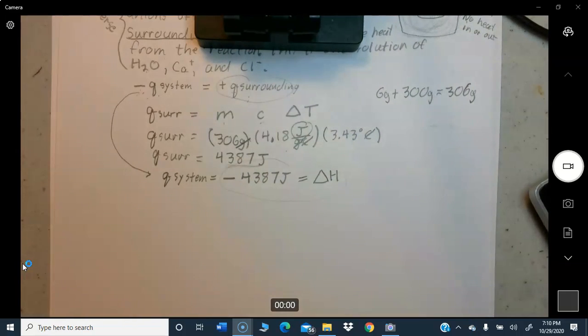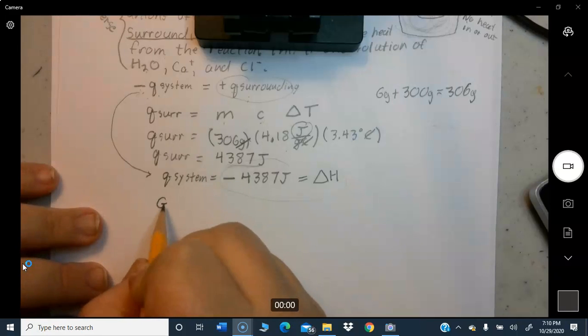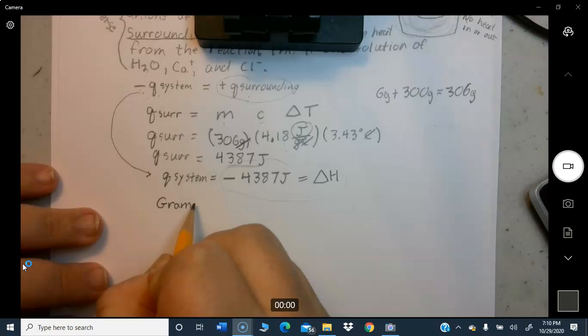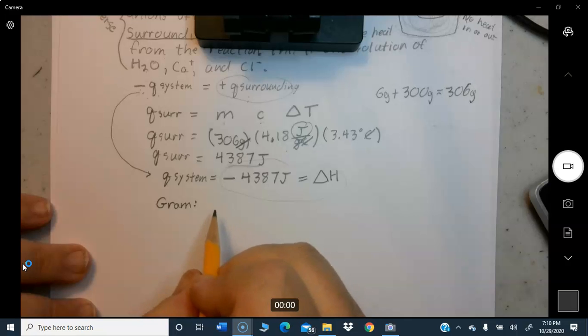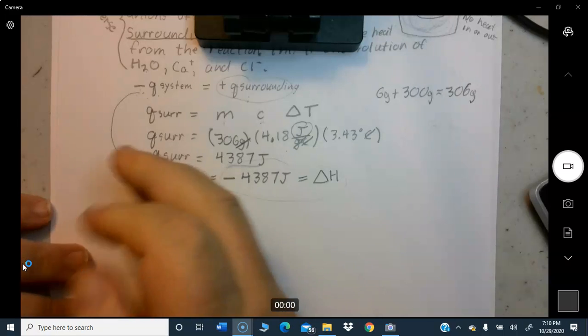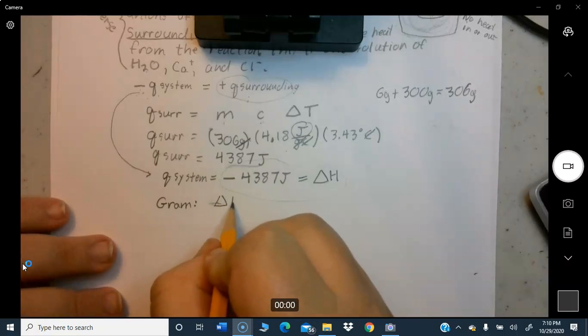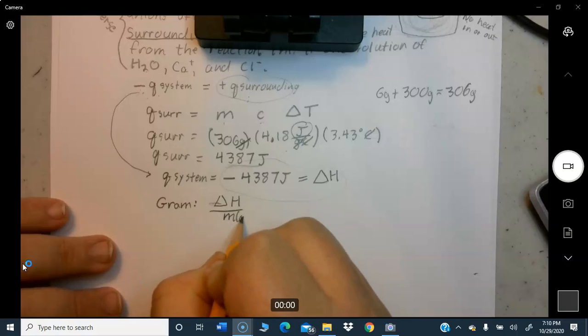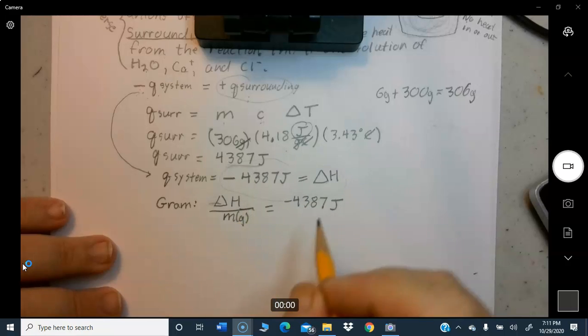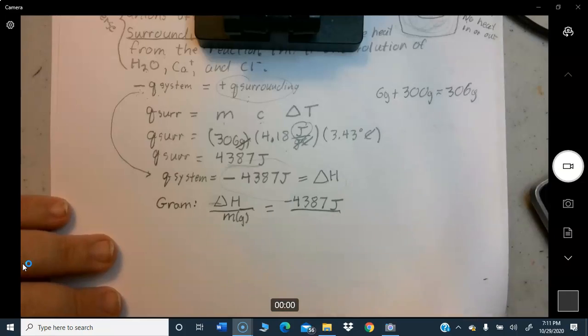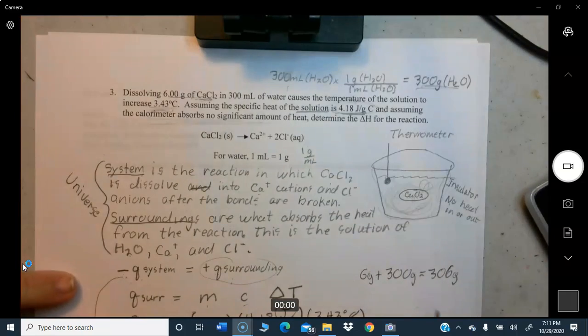Now, there's oftentimes something else you want to know. You want to know how much heat per gram of the substance are you getting out. All right, so what we have is going to be this delta H. Let me just write the general formula. It's going to be delta H over the mass in grams. So delta H is this. And now what mass are we talking about? Are we talking about the 306, which was the mass of the solution, or are we talking about the 6 grams that we originally had of calcium chloride?